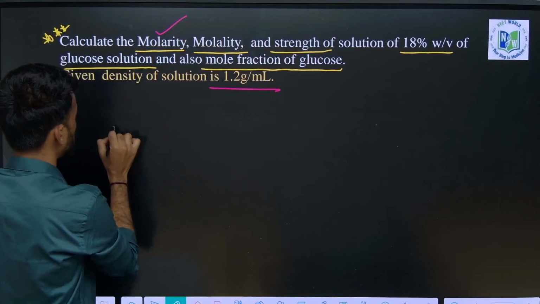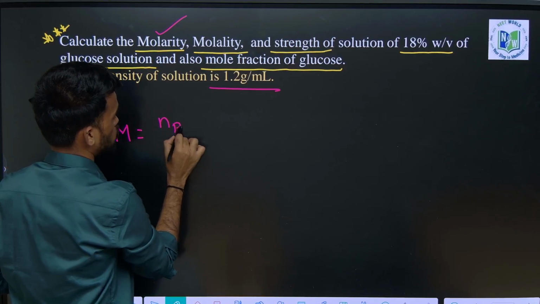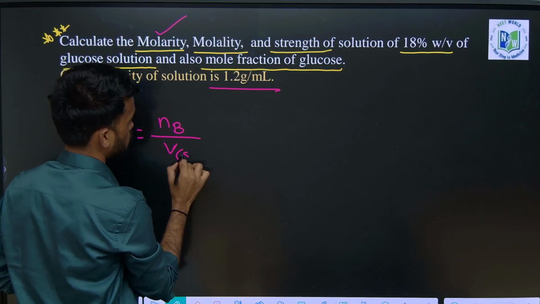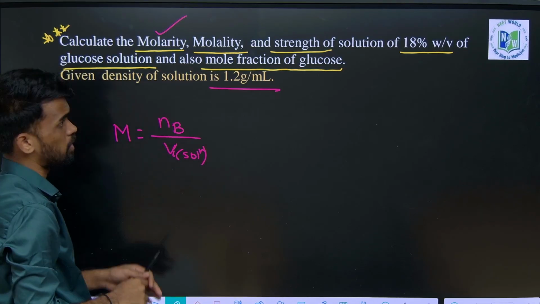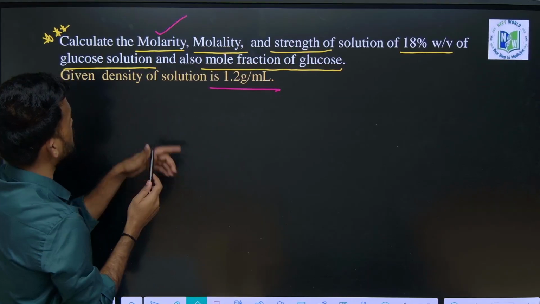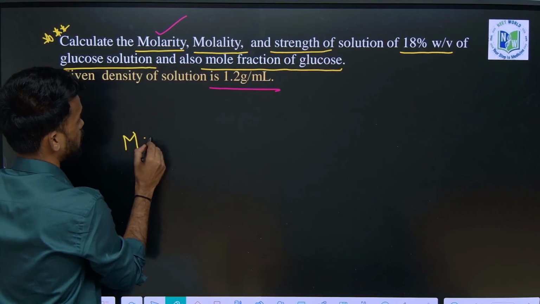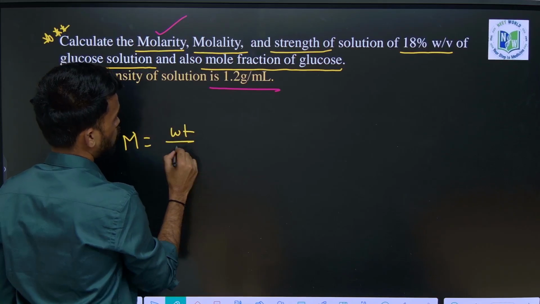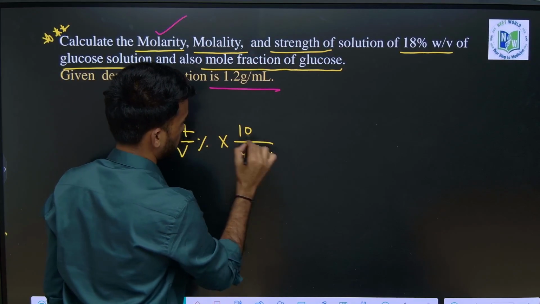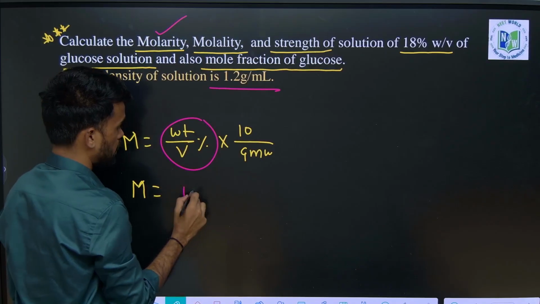What is the formula we have? Molarity equals the number of moles of solute by volume of solution in liters. But they haven't given the number of moles or volume. So instead, we can directly interlink molarity with weight by volume percentage. The formula is molarity equals weight by volume percentage into 10, by gram molecular weight. So the weight by volume percentage they mentioned is 18, into 10.